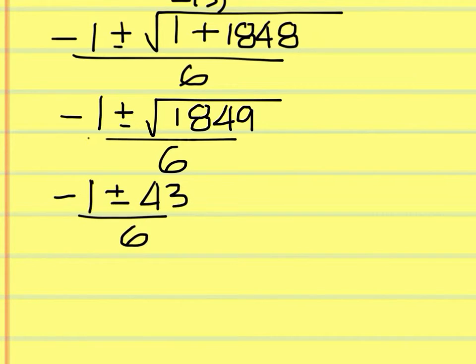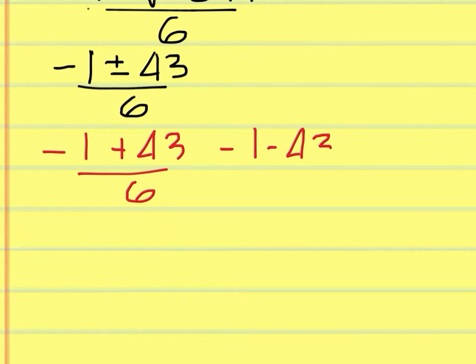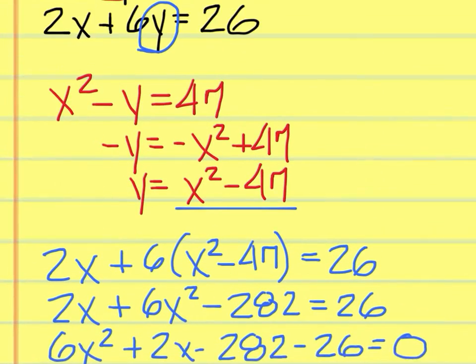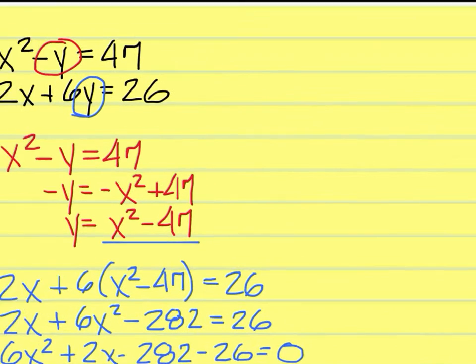So you have two problems to do now. You have negative 1 plus 43 over 6 and negative 1 minus 43 over 6. 42 over 6 will give us an answer of 7. And on the other side, negative 44 over 6 will give us negative 22 over 3. So you're going to have to take 7 and negative 22 over 3 to the top and plug those back in for x. I'm going to try 2x plus 6y equals 26.